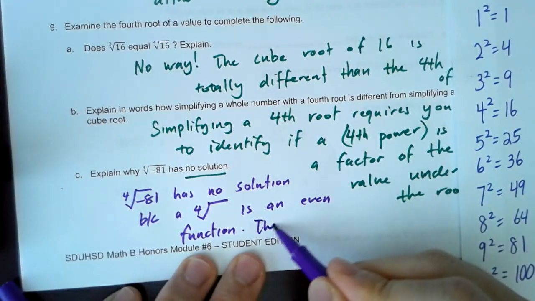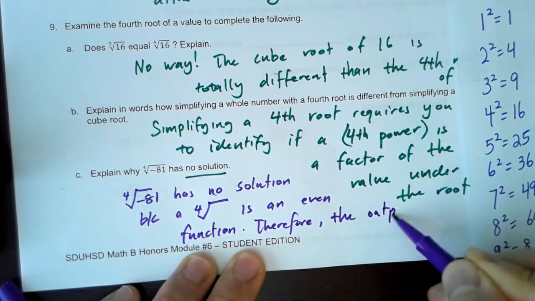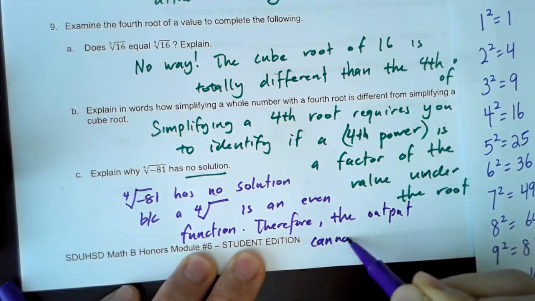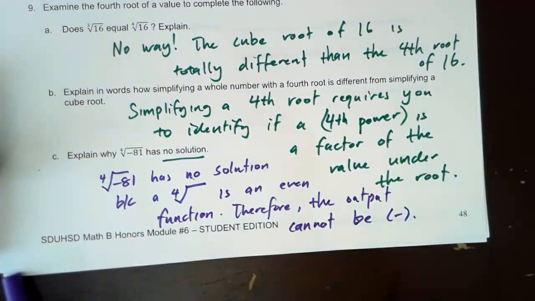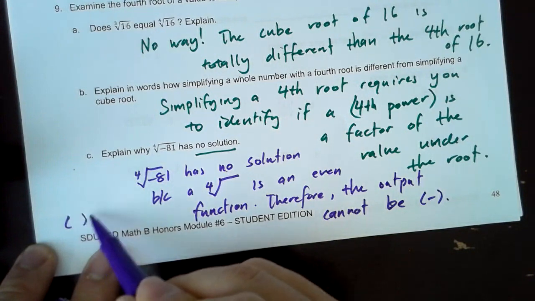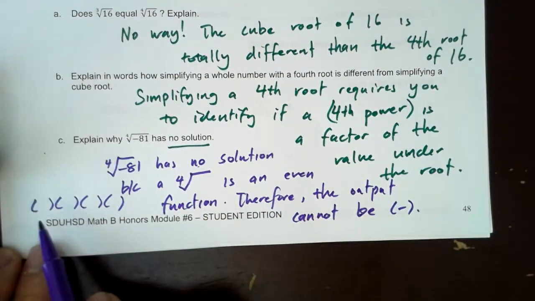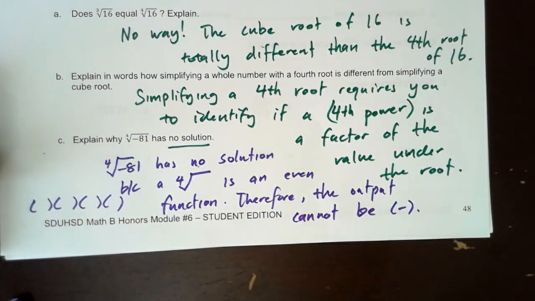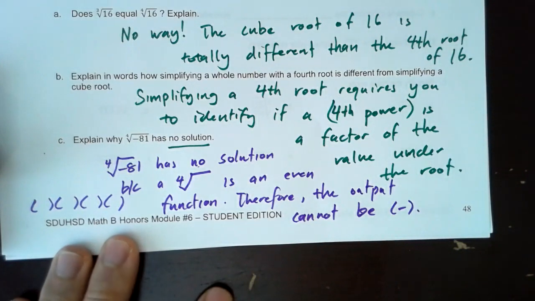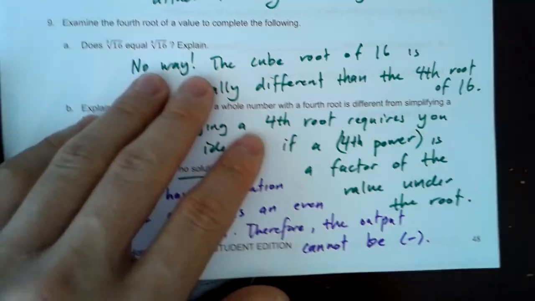and therefore the output cannot be negative, right? If you multiply something by itself 4 times, there's no way it could ever be negative. Just like an even function, these are following the rules of even functions. There's no way that it could ever be negative. Okay, this is just like a little taste of the fourth root.